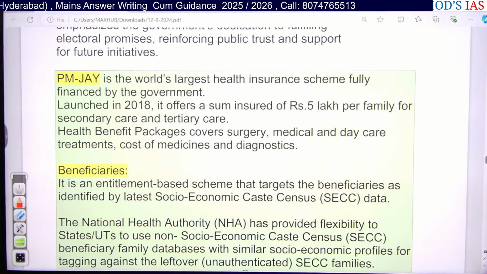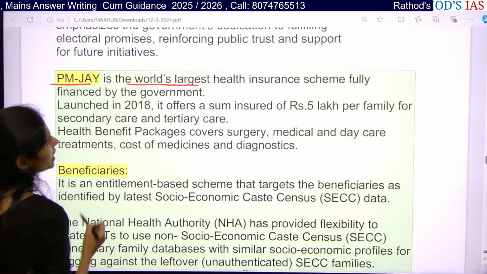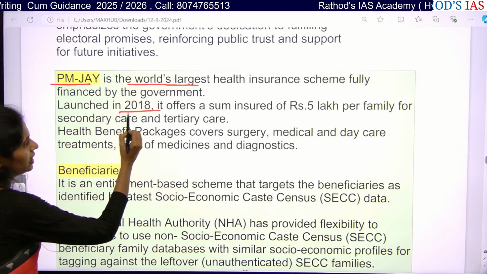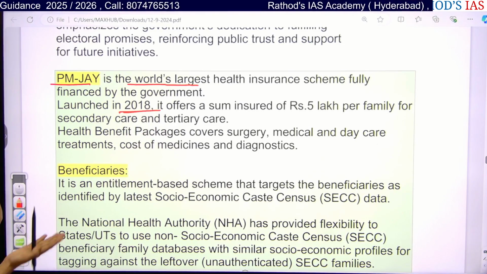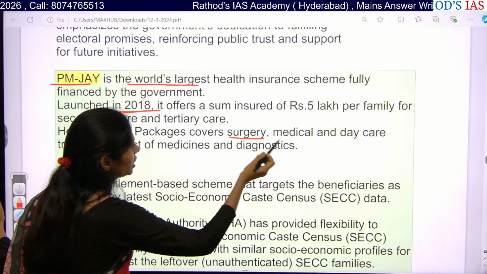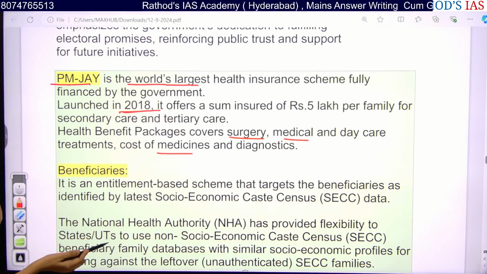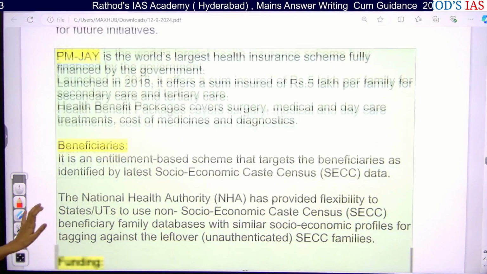And if you see this scheme, Pradhan Mantri Jan Arogya Yojana, it is the world's largest health insurance scheme, fully financed by the government. It was launched in 2018. Under this, what sum amount will they be getting? 5 lakh rupees per family for secondary care as well as tertiary care. And what are the packages they are going to get? They can go for surgery or any medical or daycare treatments, and it will also include diagnostics as well as medicines. And who are the beneficiaries?